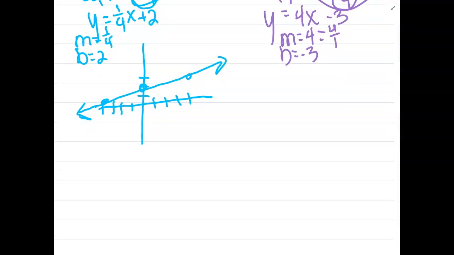What's the first thing I'm going to plot on this graph? Negative 3. 1, 2, 3 down here. And then my slope, since I wrote it as a fraction, means I'm going to rise 4, run 1. Up 4, right 1.